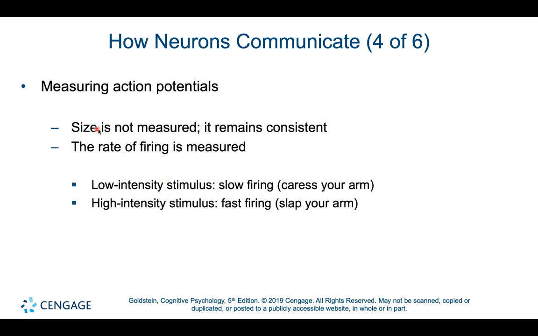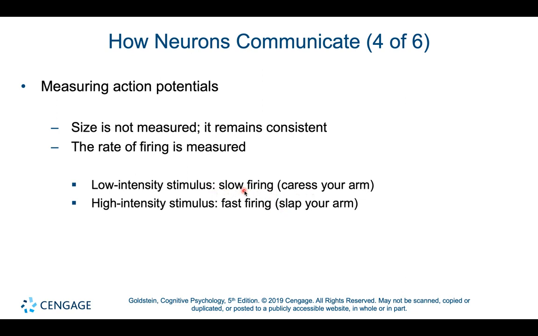So, like I said, size isn't measured. It remains constant, but the rate of firing changes. So, for example, if you were just to caress your arm, so take one of your hands and just sort of caress your forearm, that's a very low intensity stimulus. And what's happening is your sensory neurons are firing slowly. They're going boom, boom, boom, boom. Versus a high intensity stimulus, if you were to slap your arm very hard, then your neurons register that high intensity stimulus and transmit it to your brain and tell your brain that, hey, this one is different, because they fire quickly. They go boom, boom, boom, boom, boom, boom. And that's how your brain tells the difference between a caress and a slap.